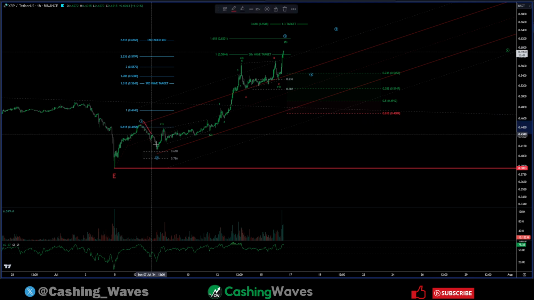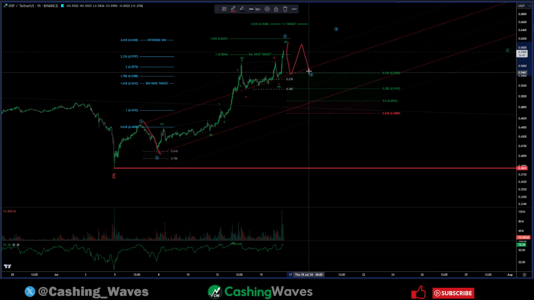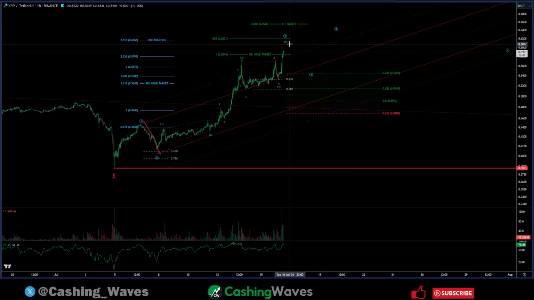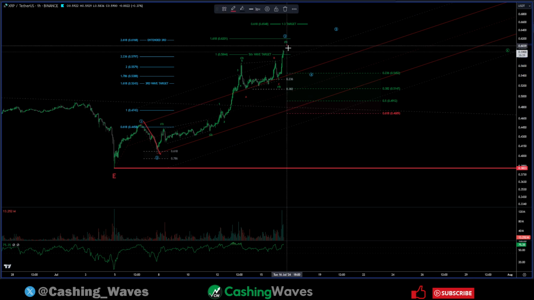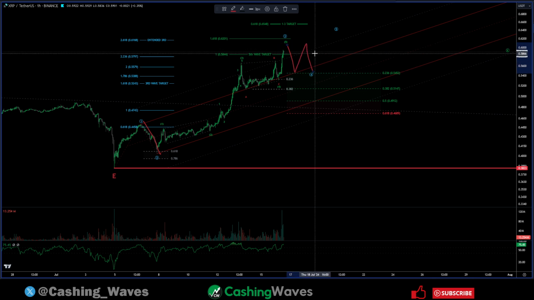Now, because we got a sharp correction in wave 2 in blue, I expect a sideways consolidation in wave 4, rule of alternation. This can pan out in many different ways. We can get a flat as an ABC or WXY.